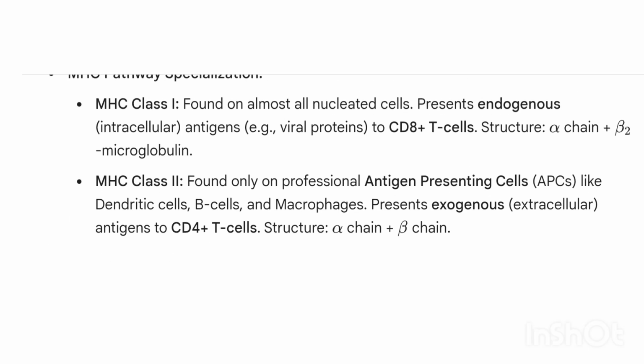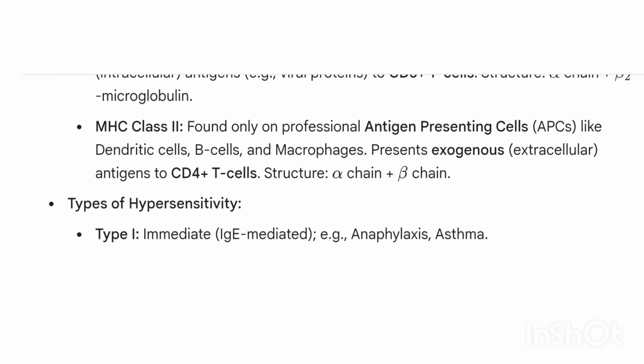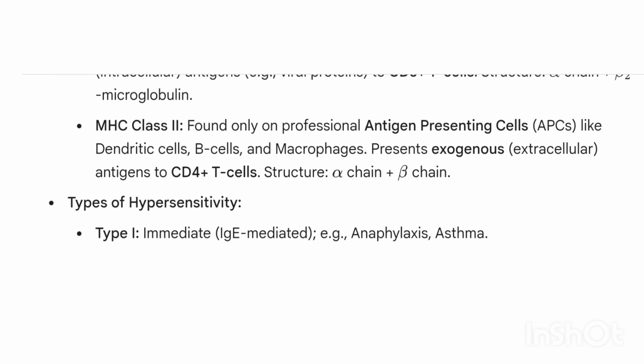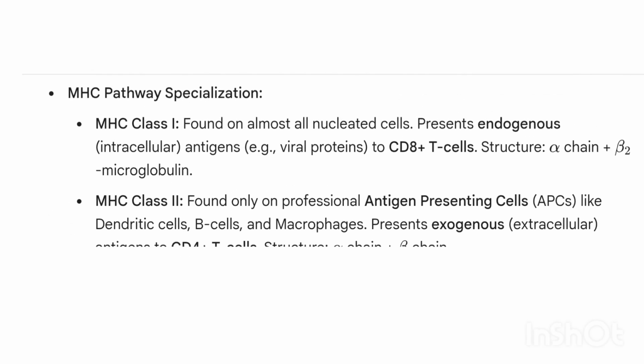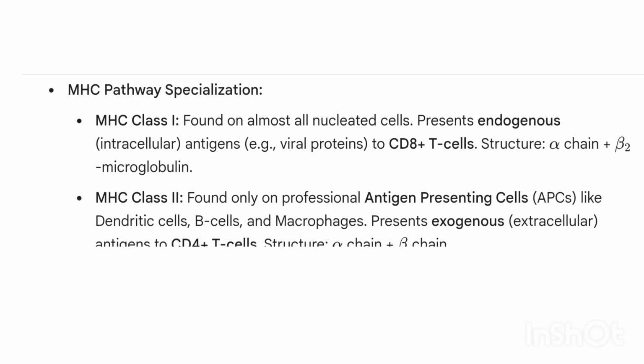Okay, class 1 is present in almost all nucleated cells and presents endogenous antigens to CD8 plus T cells, that is the TC cell, and class 2 is found only on professional antigen presenting cells and it presents exogenous antigens to CD4 plus T cells. Okay, those are the main points in MHC.